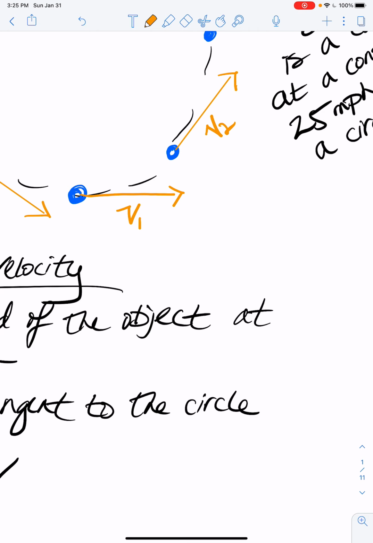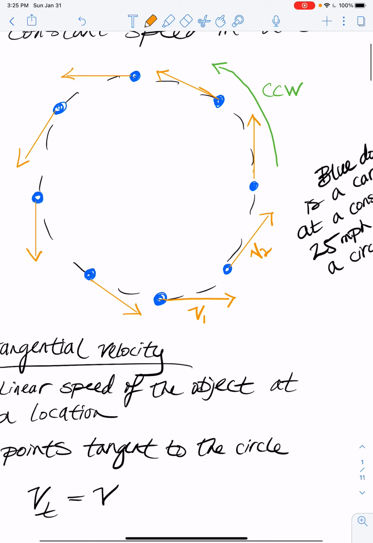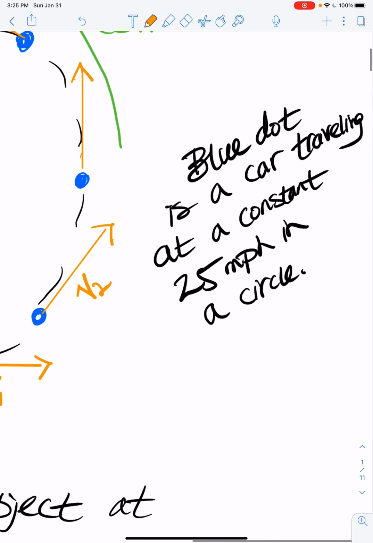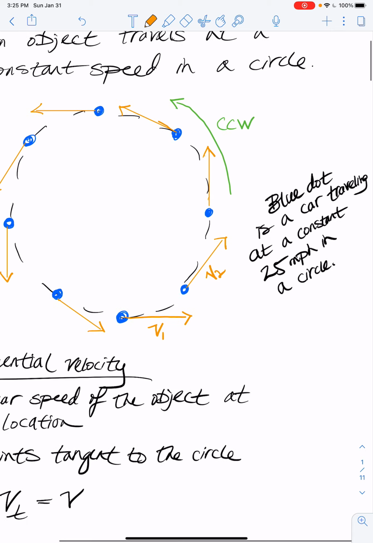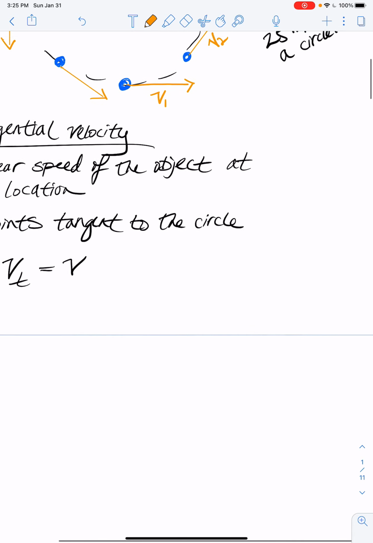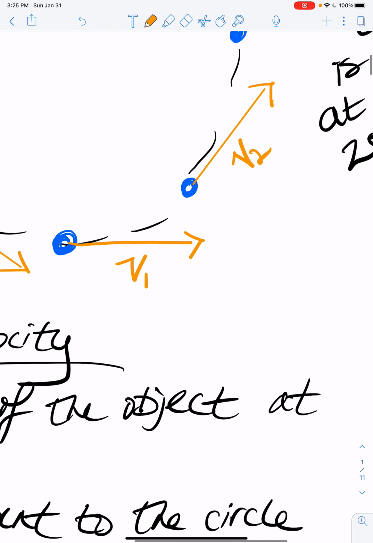All right, so a good question would be, well, what is the acceleration of this object? And right away you would say, well, it's not accelerating because it's a car traveling at a constant speed in a circle. But let's look a little closer at it. What we have, and maybe we want to know the acceleration between V1 and V2, between this time period right here.